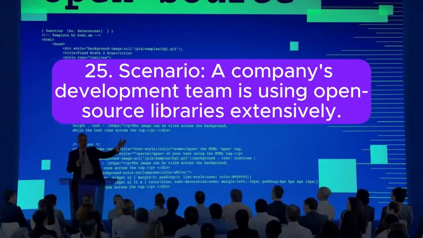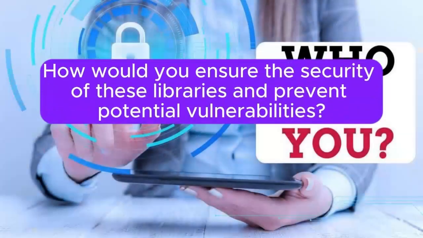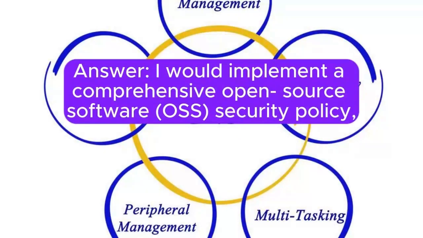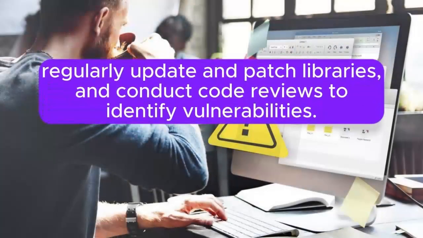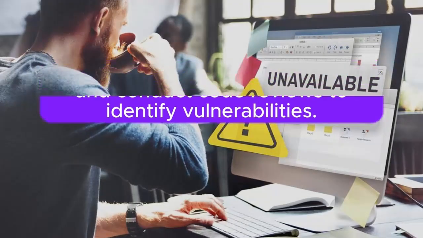25. Scenario: A company's development team is using open source libraries extensively. How would you ensure the security of these libraries and prevent potential vulnerabilities? Answer: I would implement a comprehensive open source software, OSS, security policy. Regularly update and patch libraries, and conduct code reviews to identify vulnerabilities.